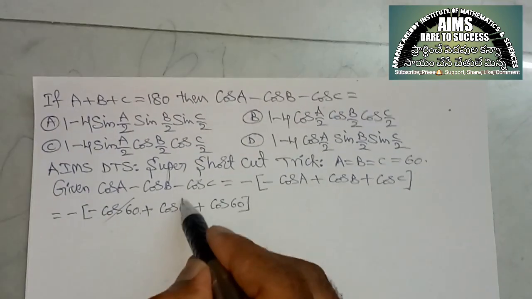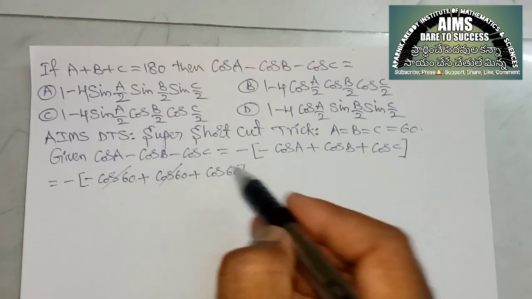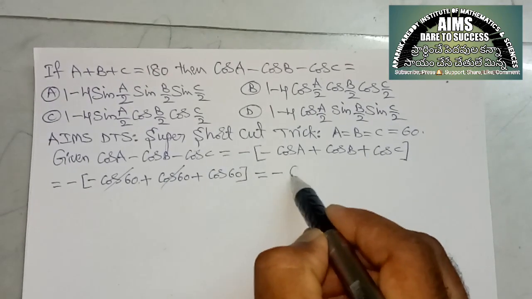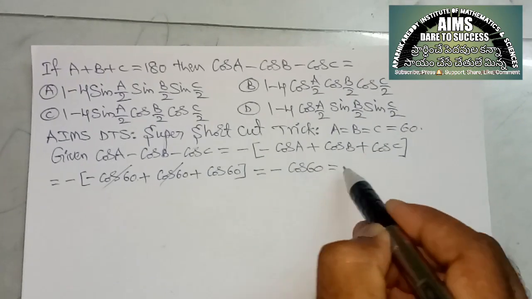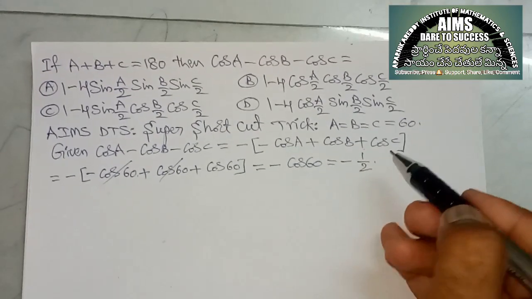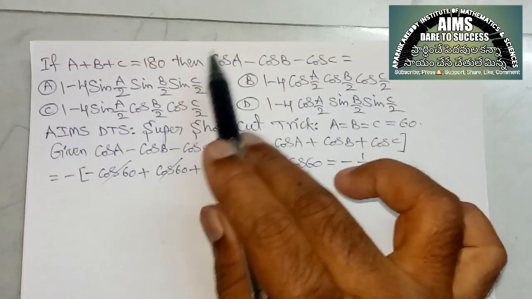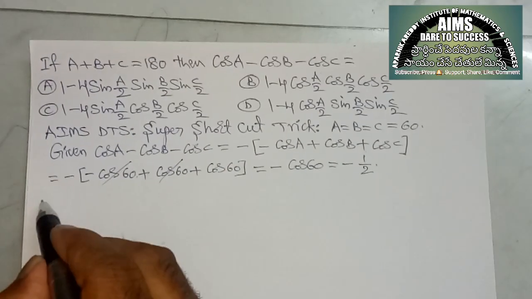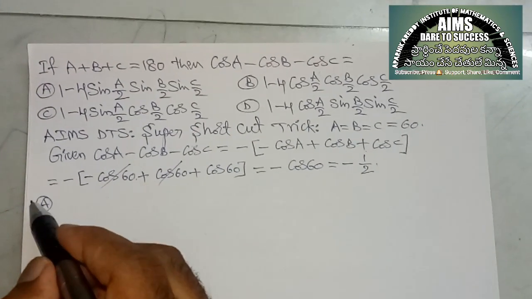So plus cos 60 and minus cos 60 get cancelled. The remaining value is minus cos 60, and the value of cos 60 is 1 by 2. So according to the given question, the answer is minus 1 by 2. Now I am checking the options.